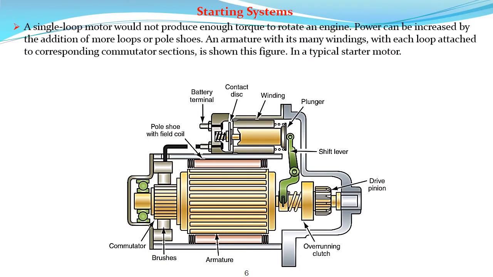Starting systems. A single loop motor would not produce enough torque to rotate an engine. Therefore, more loops or horseshoes are added. Power can be increased by the addition of more loops or horseshoes. An armature with its many windings, with each loop attached to a corresponding commutator section, is shown here in this figure.